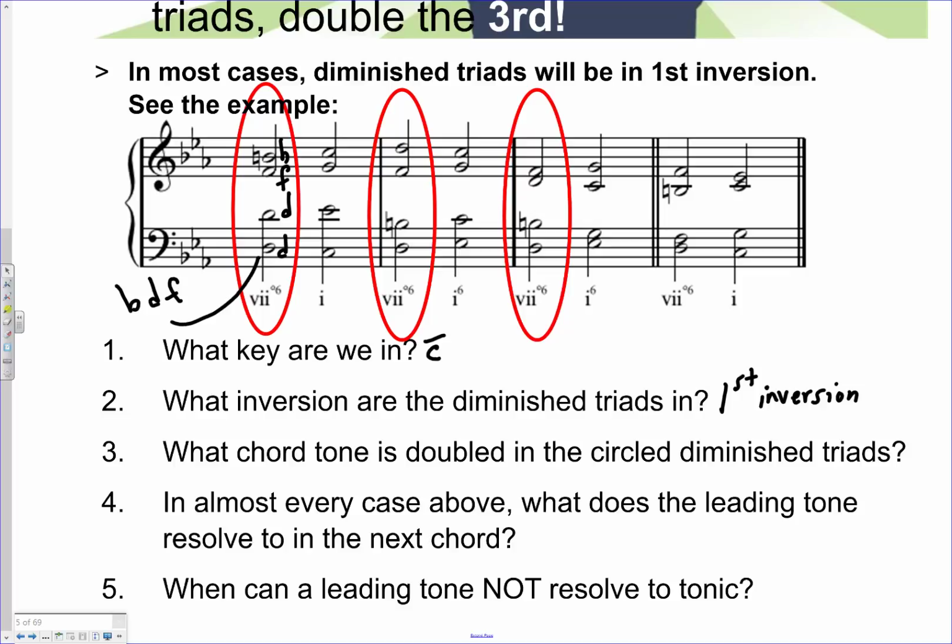And the D is in the bass, which is the third of the triad, which is why I have the 6. It's very important when you have to provide Roman numeral analysis that you include the diminished symbol for your vii diminished chords. So if we take a look at each voice part, we can answer question 3. What chord tone is doubled in the circled diminished triads? Well, we have the third doubled. The D is doubled.